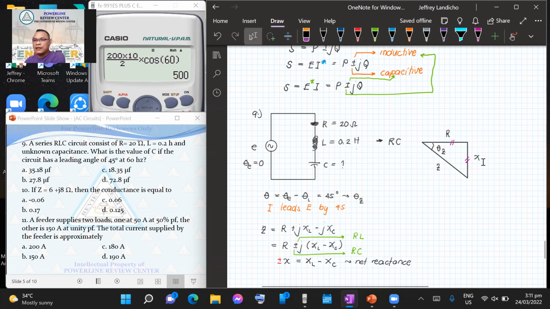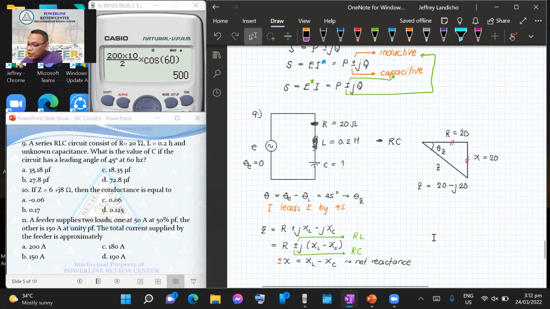So in an isosceles right triangle, whatever the value of your resistance, it is equivalent to the magnitude of your reactance. Since it is leading, the net reactance should be negative. So the net reactance in terms of magnitude is 20, because our resistance is also 20 in magnitude. So when we take our complex impedance, the resistance is 20 and the reactance is negative j20, because the current leads the voltage by 45, so its behavior is like an RC.